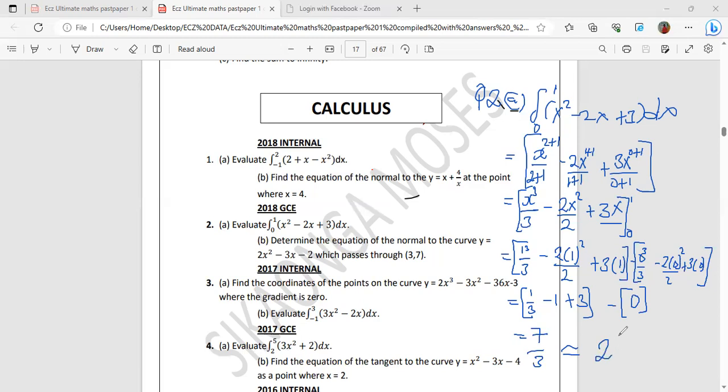which can be written as 2 1/3 square units. But it's not so necessary that you include these units. Just leave the answer like that.